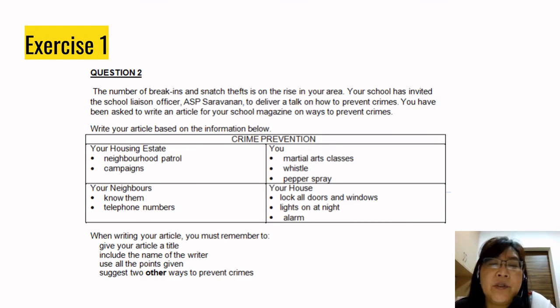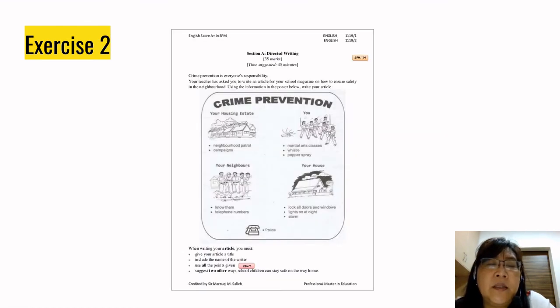Now it is time for you to do some exercises. So this is a question for exercise 1. So you can read through this question. And then there is another exercise. So you can also read through this question.